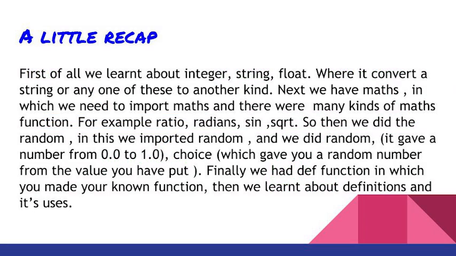Let us look at a little recap. First of all, we learned about int, str, float, which convert a string or any one of these to another kind. Next, we have math, in which we need to import math, and there were many kinds of math functions. For example, ratio, radians, sin, square root. Then we did random. In this, we imported random and we did random.random, which gave a number from 0.0 to 1.0. Then choice, which gave you a random value from the values you have put.